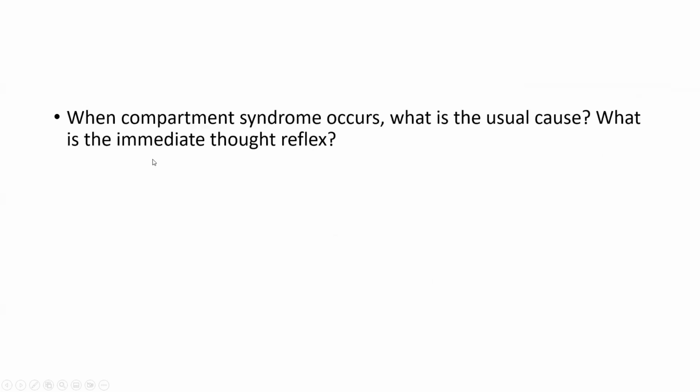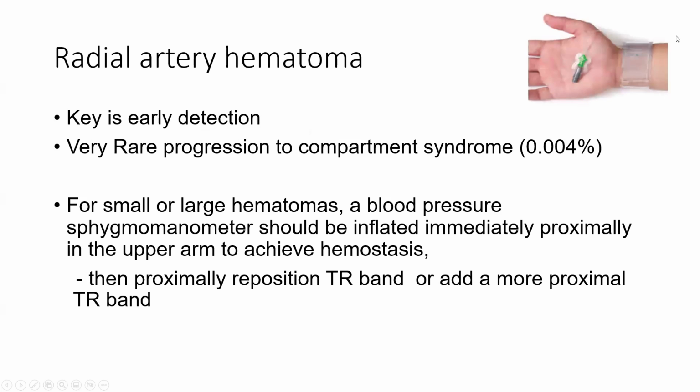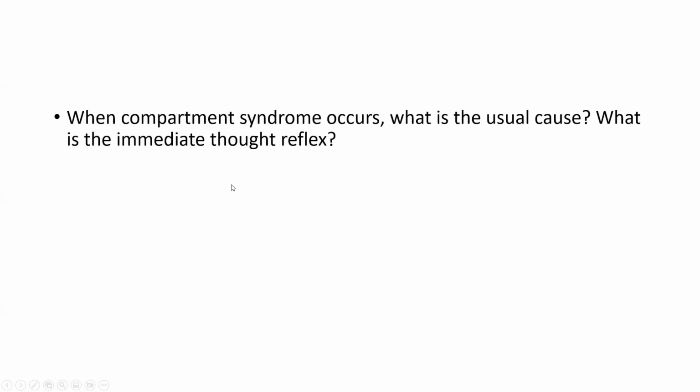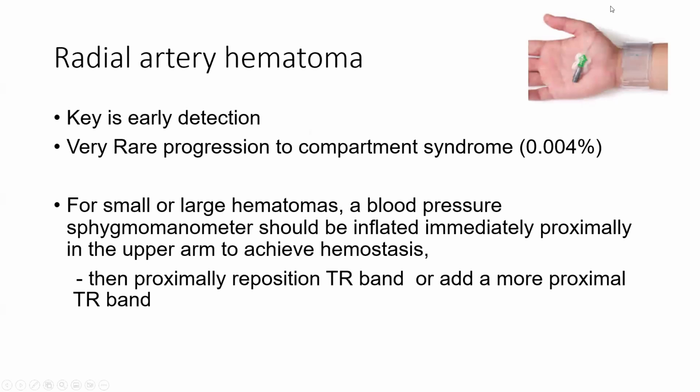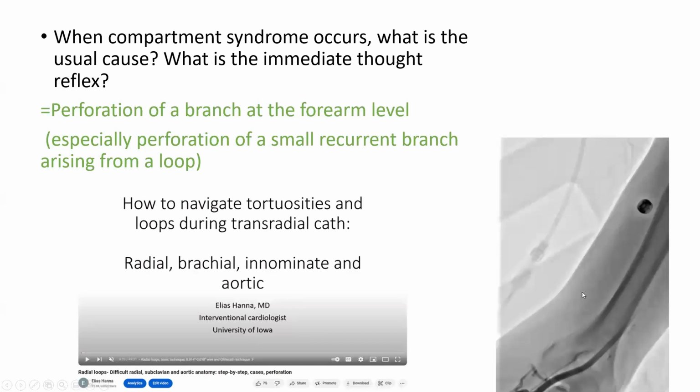An important and last idea: when you have a compartment syndrome after a radial access, what is the usual cause and what is the immediate thought reflex? So when you have compartment syndrome, is it usually due to an access hematoma? Here is the answer. When you have compartment syndrome for radial access, it's usually not related to the access itself. This distal access, it will be very hard for it to cause compartment syndrome. This is what it's usually due to.